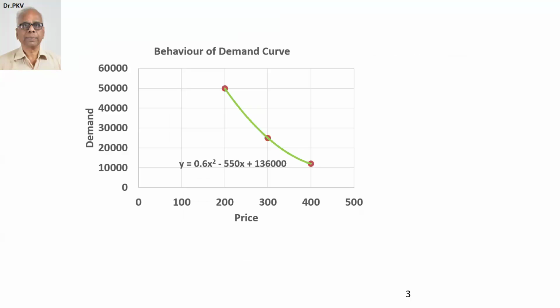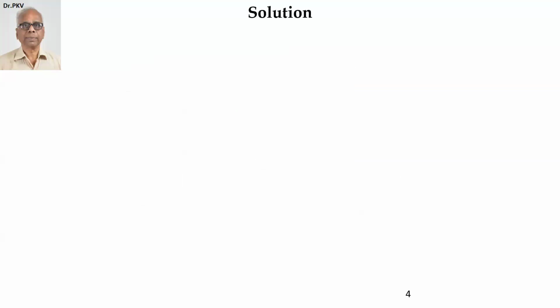Behavior of the demand curve for different prices charged in the range of 200 to 400: given the data which we have, the curve behaves like a quadratic curve, a polynomial of degree 2, y equals 0.6x squared minus 550x plus 1,36,000, which is the constant. So this is the equation for the demand. Let's now proceed with the solution.